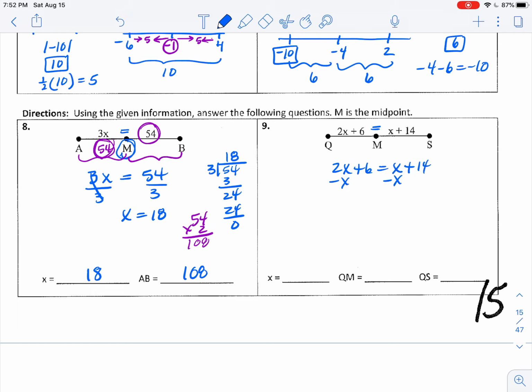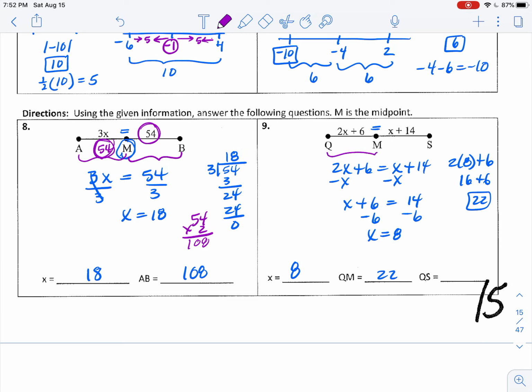This is just an algebra problem. Let's subtract x from both sides. Subtract 6 from both sides, and x is equal to 8. All right, so now we want to find what QM is. So let's plug 8 in for the x. So 2 times 8 plus 6. 16 plus 6, and we get 22. QM is 22.